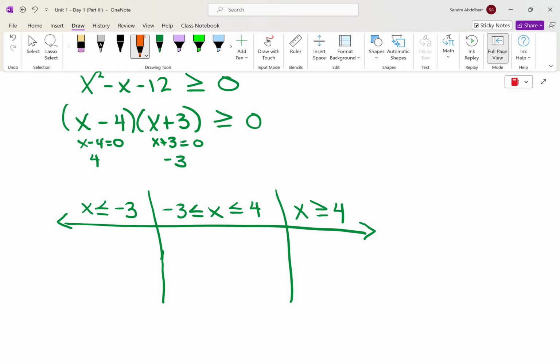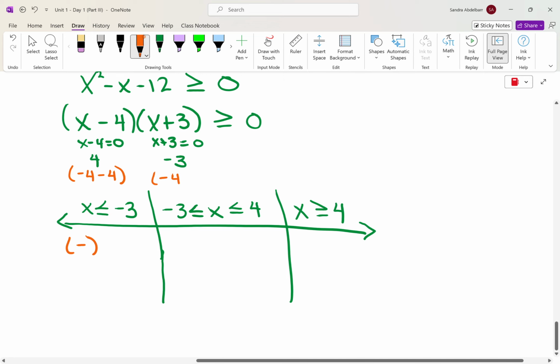Okay, so now we test. So we want less than or equal to negative 3. I'm going to choose negative 4, and I'm going to plug in. Negative 4 minus 4. Do we all agree that's a negative? Negative 4 plus 3, once again, a negative. A negative times a negative is a positive. Do I want my outcome to be positive or negative? Positive. Good. How do we know? Because our inequality was saying we're greater than 0. If we're greater than 0, then we're positive. That's how we know we want the outcome to be positive.